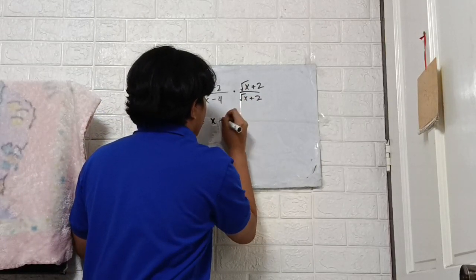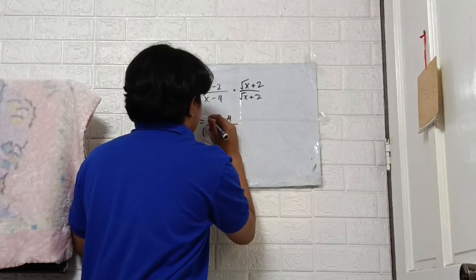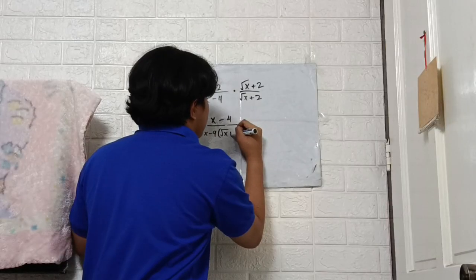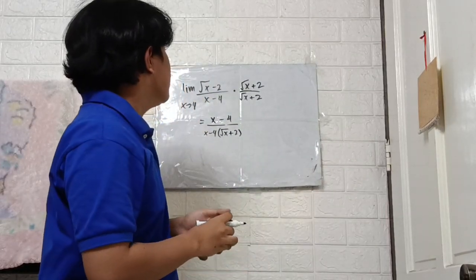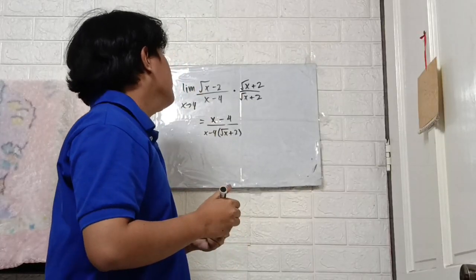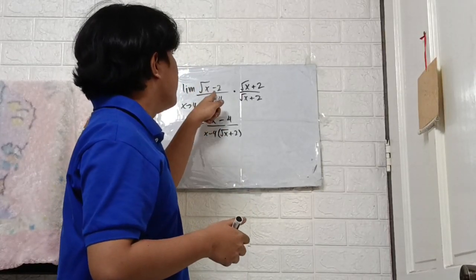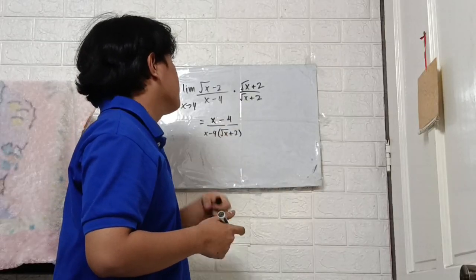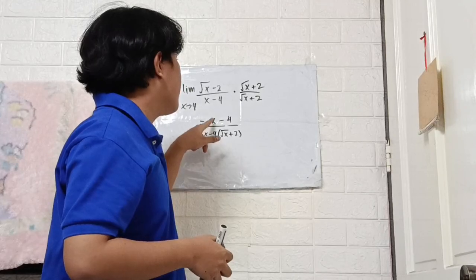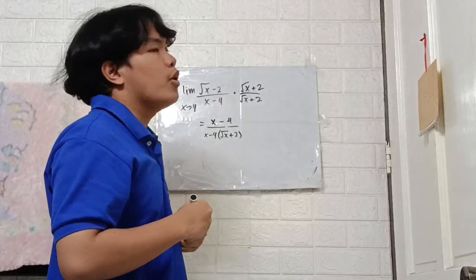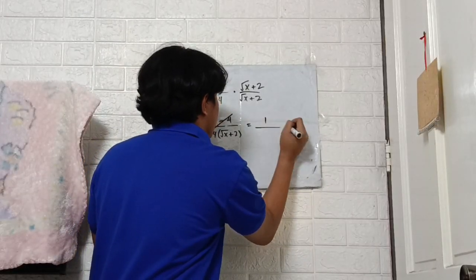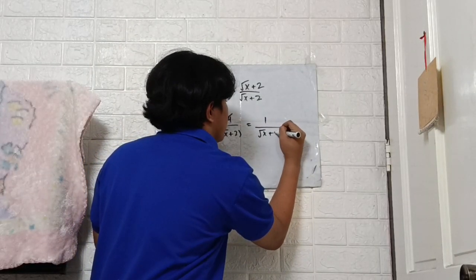x minus 4 over x minus 4 multiplied by square root of x plus 2. Now since square root of x times square root of x is just x, we just remove the root sign, so we just get the x. And negative 2 multiplied by 2 is just negative 4, so we get the x minus 4. And since we can see here that the numerator and the denominator are the same, we will just cancel it out. And so what's left will be 1 over square root of x plus 2.